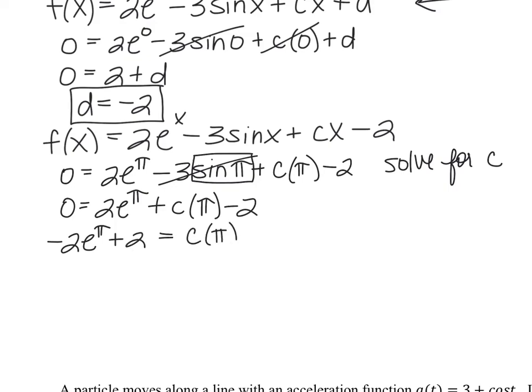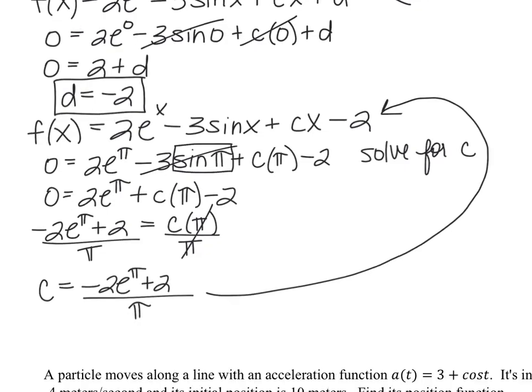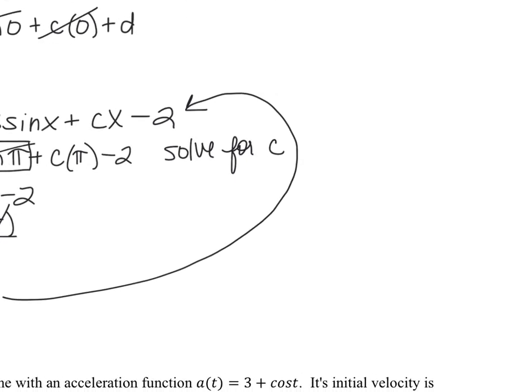So that will equal c times pi, and then I can divide both sides by pi to isolate the constant. So my constant will equal negative 2e to the pi power plus 2, all divided by pi. And this is the value of the constant in its exact form. Of course, you could put this in your calculator and get a decimal approximation. So now that I have my constant, I can go all the way back to my original function. I can substitute that value in and actually write my final answer.